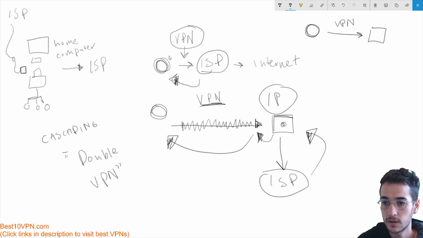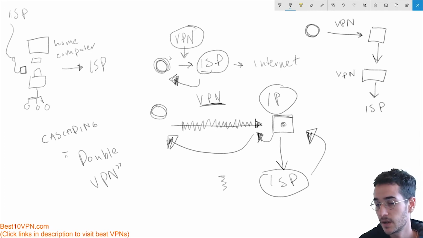going to this server, and then we have the ISP. Normally it would be like the old model here, which we have outlined, but with this new model, with this cascading, what happens is that this traffic actually goes to another VPN, goes through another VPN, and then goes to the internet service provider. So as you can see here, it's kind of like a double hop, a double VPN.